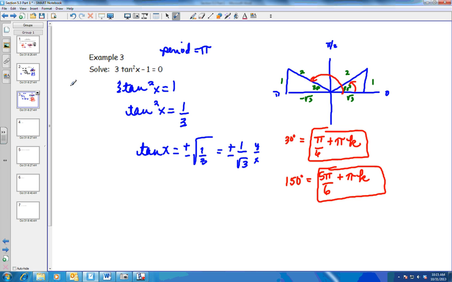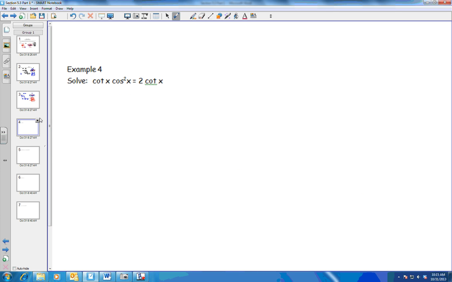Okay, example 4. All right, cotangent x times cosine squared x equals 2 cotangent x. Okay, so the first thing I see here, I have something squared, so it means it's quadratic, which when I'm solving quadratic equations, we always want to set it equal to 0. So I'm going to subtract 2 cotangent x. So I have cotangent x times cosine squared x minus 2 cotangent x equals 0.